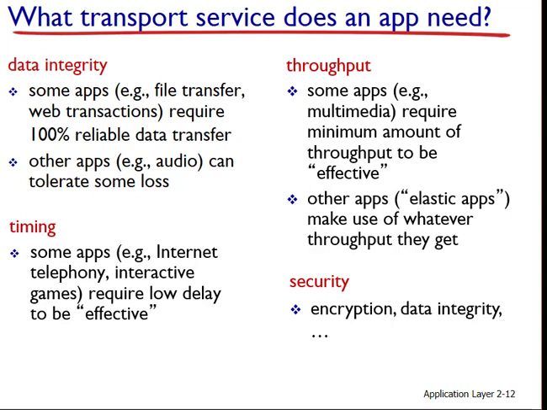A transport layer protocol can also provide timing guarantees. As with throughput guarantees, timing guarantees come in many shapes and forms. An example might be that every bit that a sender pumps into the socket arrives at the receiver's socket no more than 100 milliseconds later.